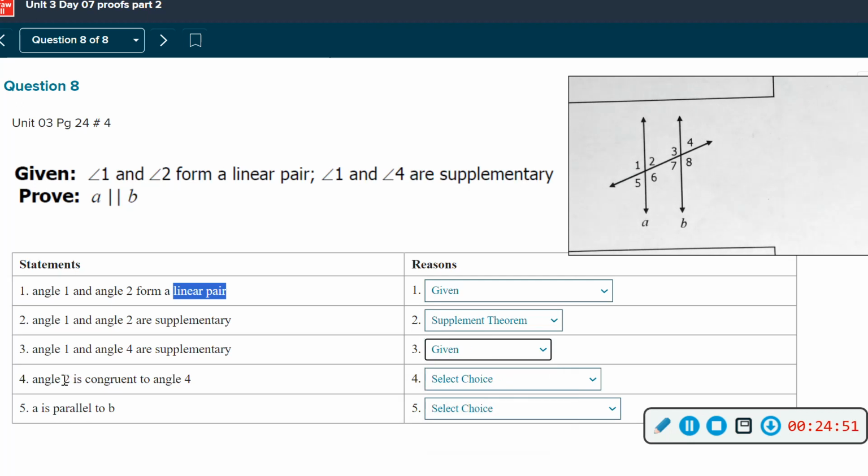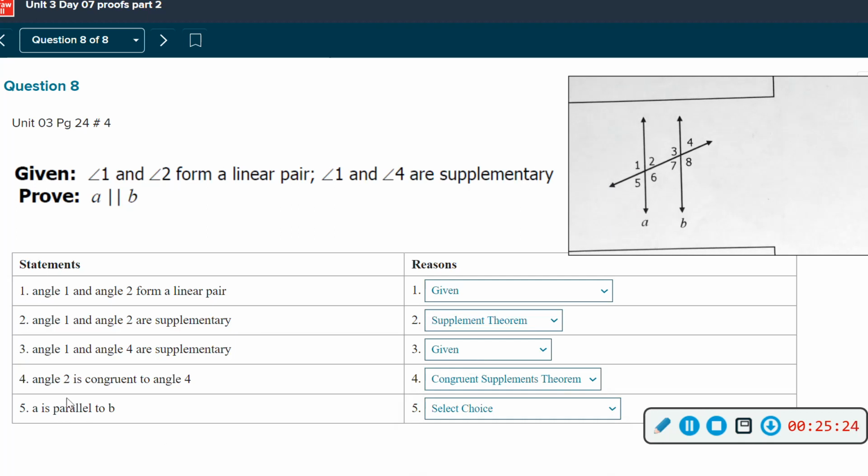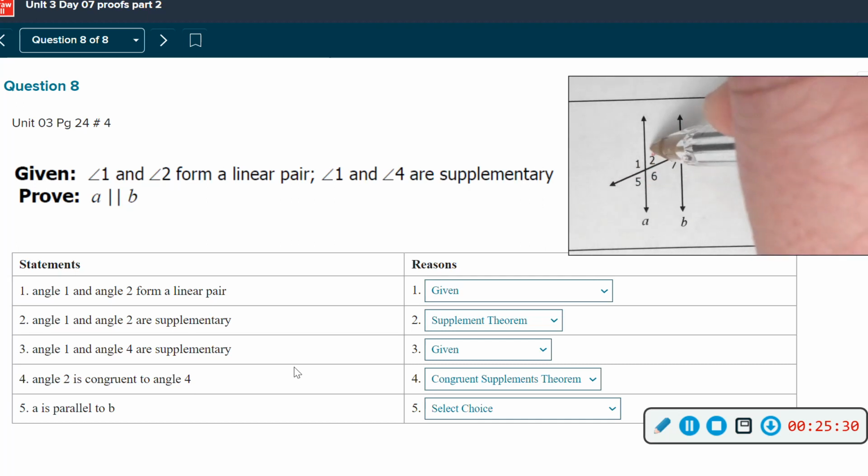Then they said 2 and 4 are congruent. Okay, so where did that come from? Well, that came from right here. We cut out the middleman of angle 1, and we're left with angle 2 and 4 in terms of supplementary. So that would be the congruent supplements theorem, because we cut out the middleman in terms of supplementary. So 2 and 4, here's 2, here's 4.